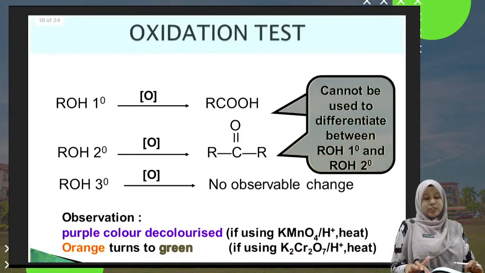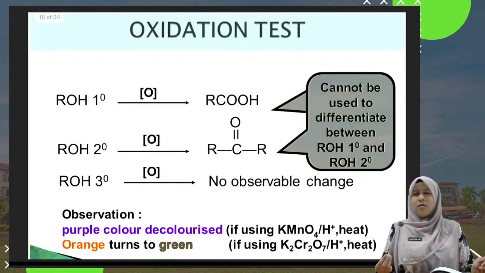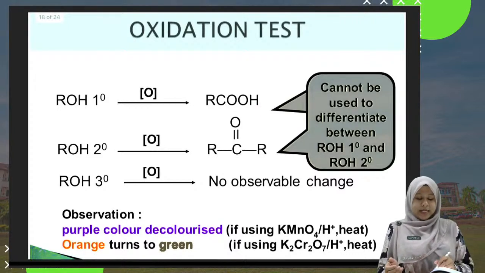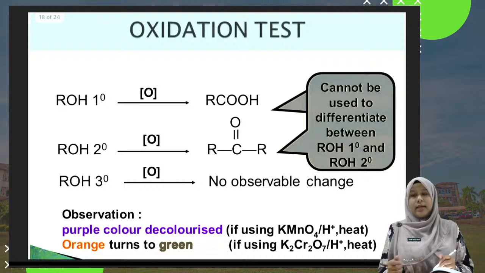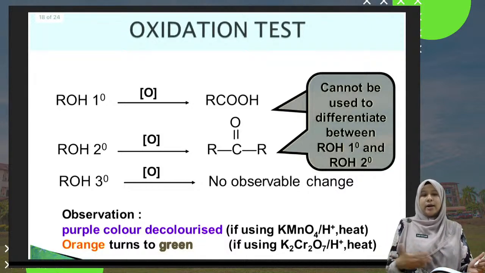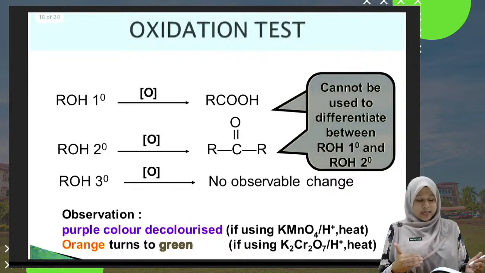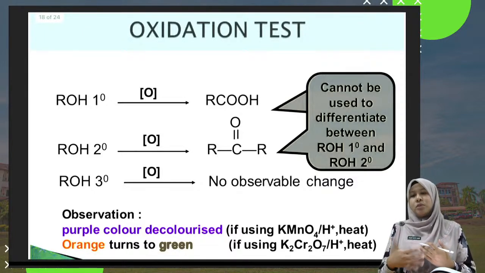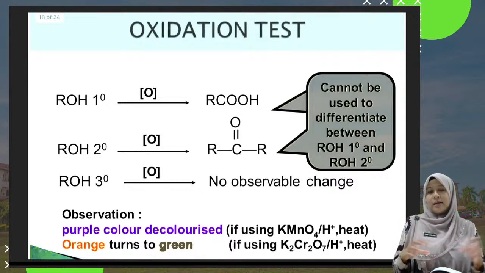Okay, yang ni untuk oxidation test. Macam kita tahu tadi, kalau primary alcohol, dia boleh oxidize, dapatkan carboxylic acid. Untuk secondary alcohol, boleh oxidize, dapatkan ketone. Tapi tertiary alcohol cannot oxidize because there is no hydrogen attached to the carbon bearing OH. So, jadi untuk oxidation test ni, kita tak boleh nak guna dia untuk differentiate between primary dengan secondary, sebab dua-duanya akan dapat produk. So, bila dapat produk, color dia akan berubah.